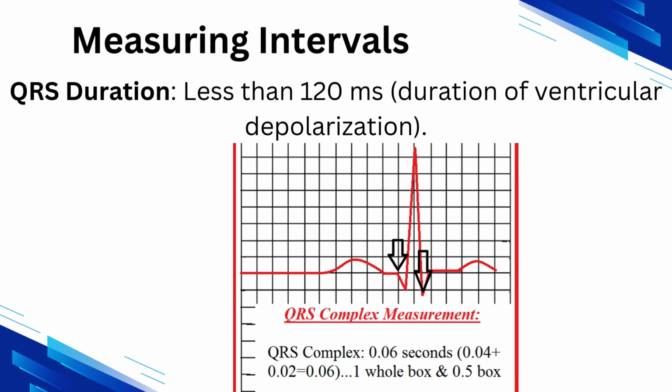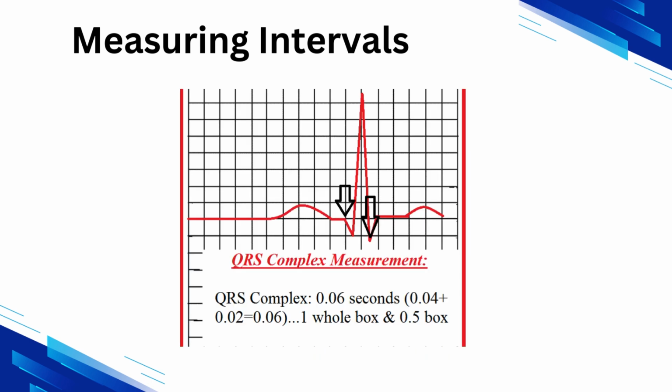QRS duration, less than 120 milliseconds, is the duration of ventricular depolarization. A normal QRS complex measures 0.06 to 0.12 seconds, which is 1.5 to 3 small boxes on the EKG strip. When you measure the QRS complex, you start by measuring at the end of the PR interval to the end of the S wave. Some simple steps on how to measure the QRS complex.